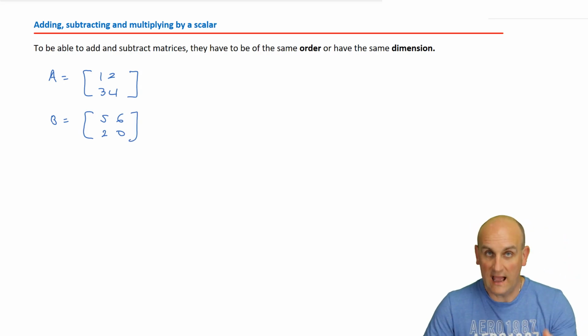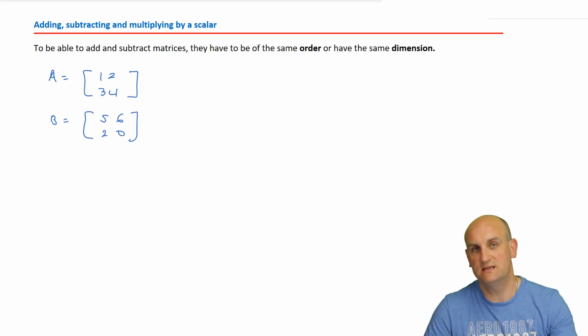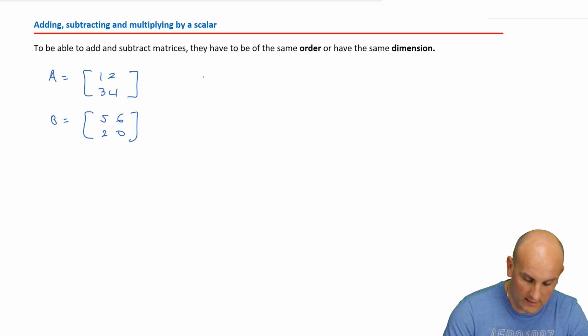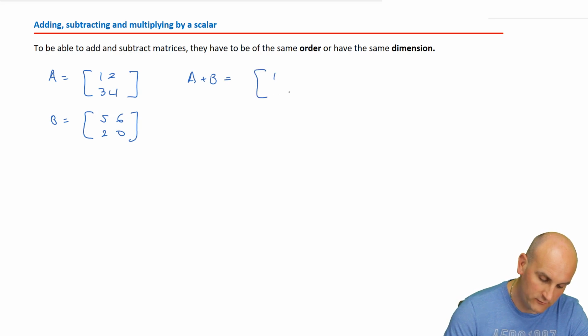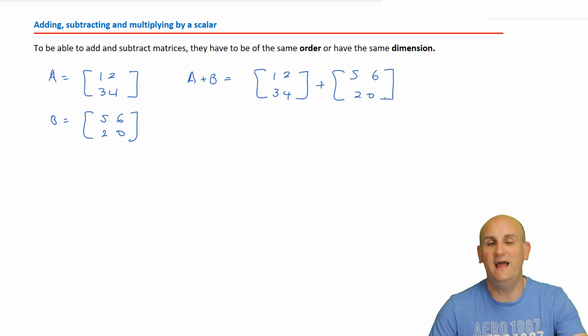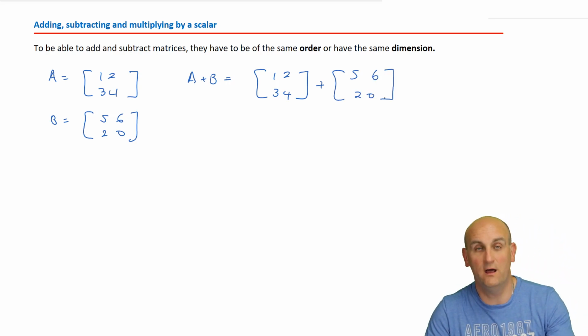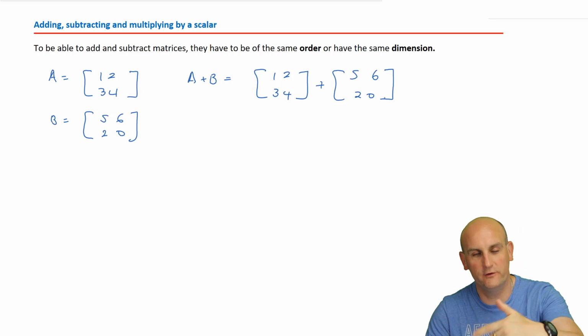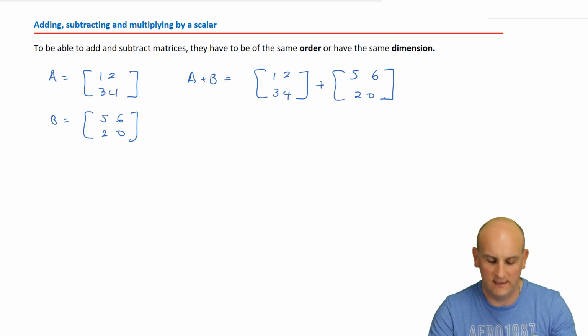You can only add matrices that have the same size or the same dimension. So in this situation, if I wanted to do A plus B, I can do it. The way I do that is 1, 2, 3, 4 plus 5, 6, 2, and 0. When you add matrices together, you add like elements together. So what do I mean?